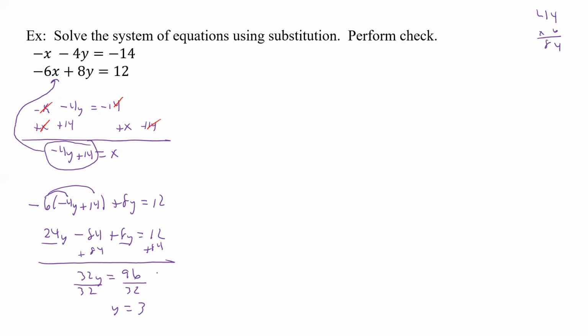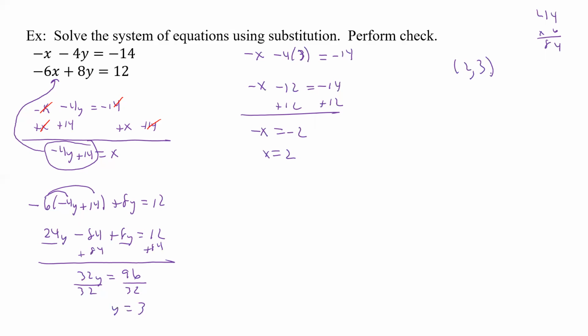Okay. So if y is 3, let's plug that back into the first equation: minus x minus 4 times 3 is equal to minus 14. So minus x minus 12 equals minus 14. So add 12, negative x equals negative 2, or x equals 2. So now I'm saying my solution is (2, 3).